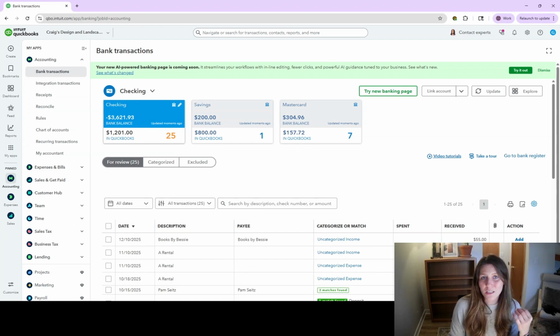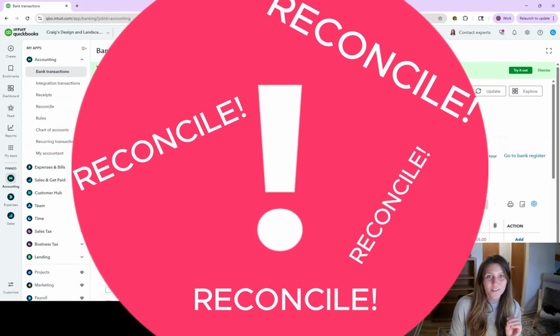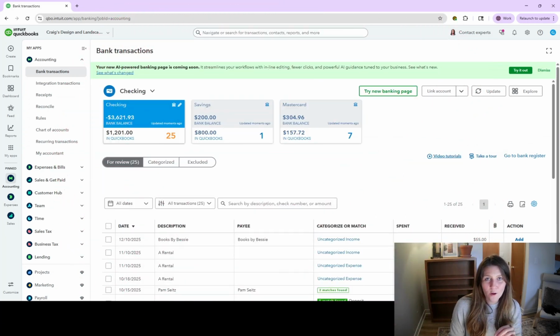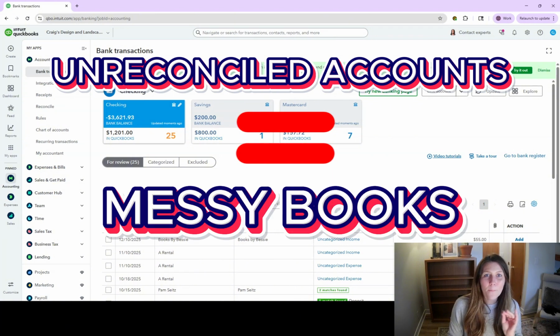If your reconciliations haven't been done in a while, mark that as top priority to fix, because unreconciled accounts are one of the biggest causes of messy books. I'm going to say that again. Unreconciled accounts equal messy books.